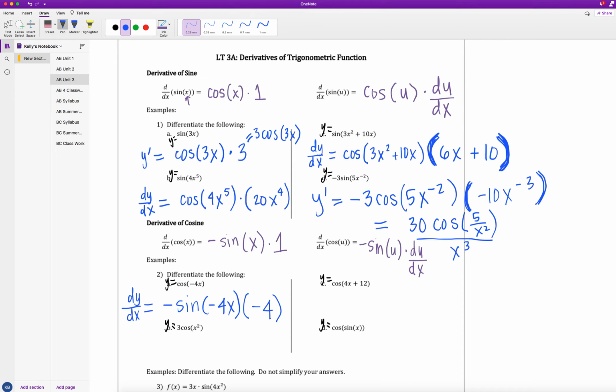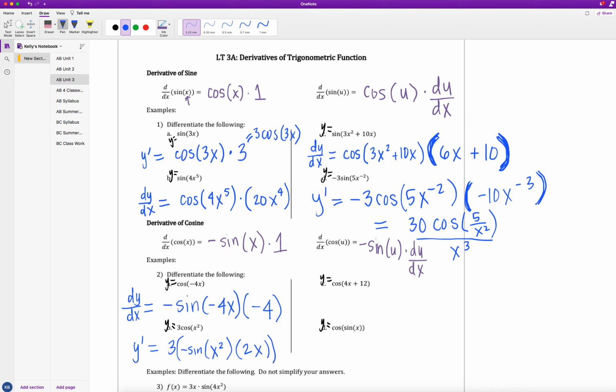Let's look at example B. So in example B, we have y equals 3 times cosine of x squared. We're asked to differentiate or find the derivative. I'm going to use y prime this time for our notation. That 3 is just a coefficient on there, so it's going to go along for the ride. So I'll end up with 3 times derivative of cosine is negative sine. Keep the inside the same since we're using a chain rule, times the derivative of the inside function, which would be the derivative of x squared, which would give us 2x.